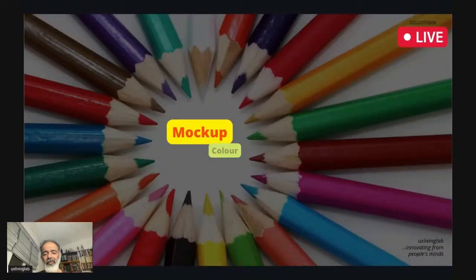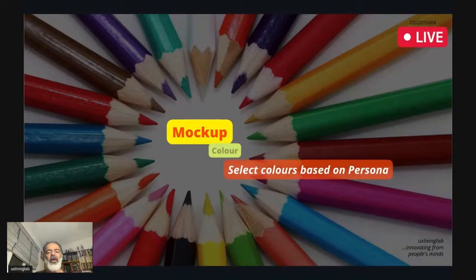Then the next stage comes: mockups. Mockups mainly talk about colors, because after wireframing, you have to add colors to your design. That's the second stage of designing. The colors should be selected based on persona. Still, I'm always focusing on the persona, that is the targeted users you are planning to deliver this product to, the targeted users you are focusing on as users for your product. So you have to define different personas.